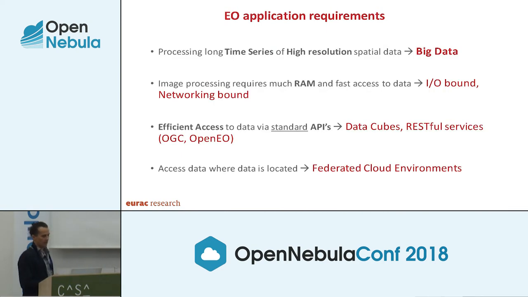So the Earth observation application requirements are the processing of long time series of high resolution data. So we are speaking about big data. Actually, we have almost 1.5 petabytes of satellite imagery of every kind. The image processing usually requires a big amount of RAM. Not so much CPU, but the more important component is the RAM because the images are big and so you need most of the time to load the whole image and also have copies in RAM and to process it in an efficient way.